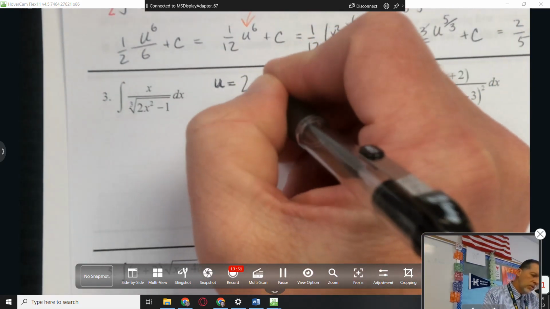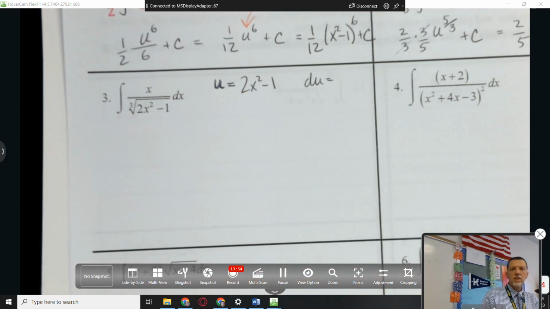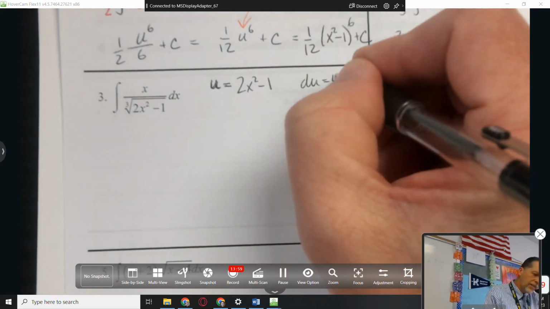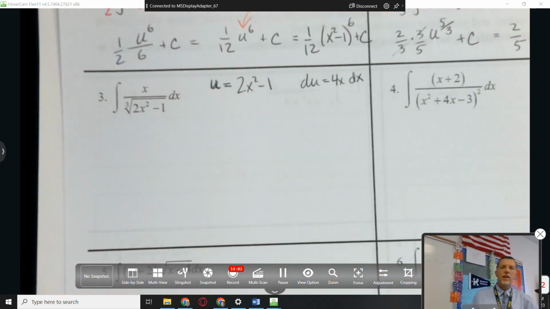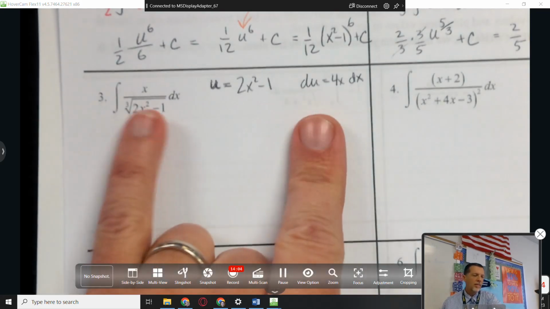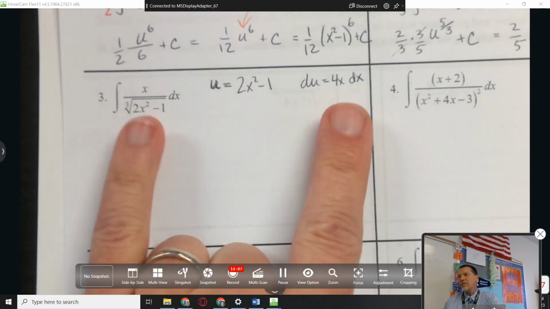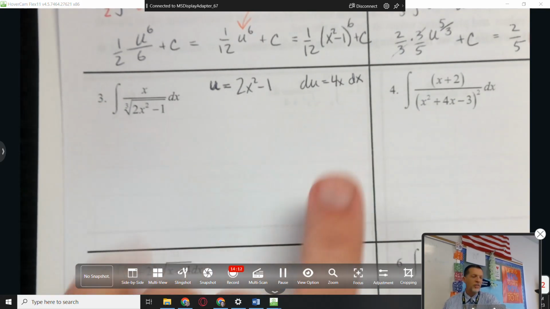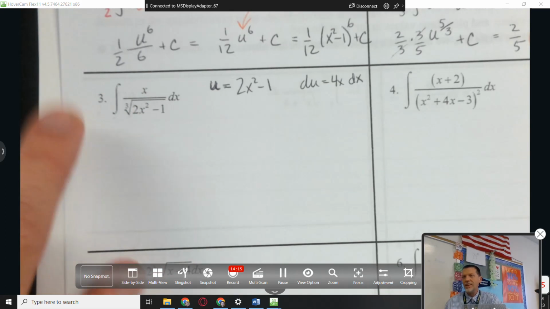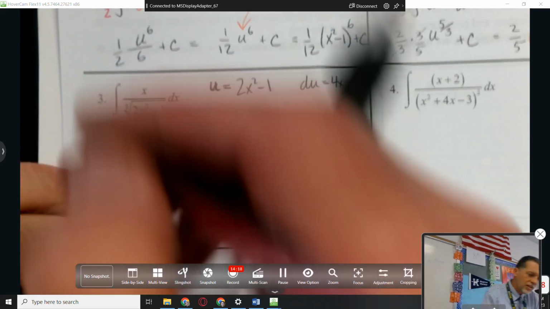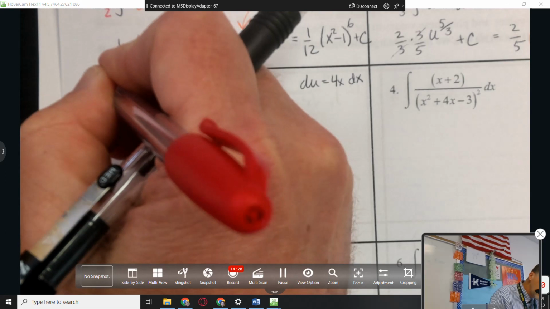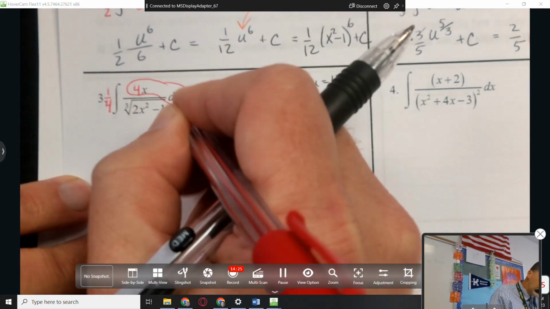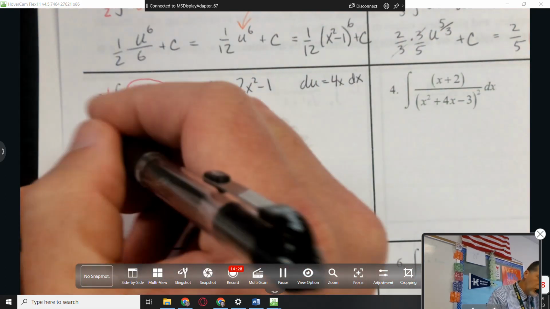If u is 2x squared minus 1, then du would be 4x dx. And that's not perfect, but it's pretty close. We can always fix a coefficient. If we're off by a power of x, you're not allowed to multiply by x and stick an x out front. That doesn't work. But any number you can fix. So I'm going to put a 4 on there, and then a 1/4 out front, so that 4x dx is now du.